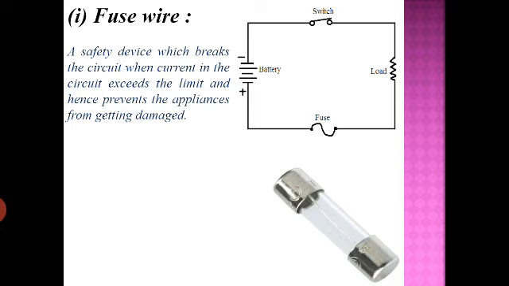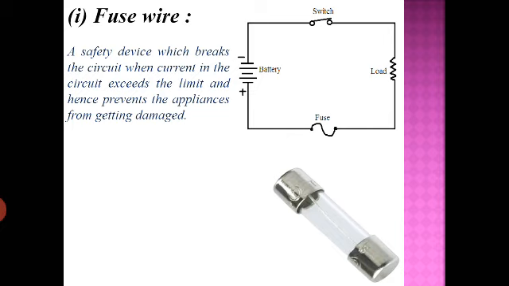For example, if the current requirement by a particular appliance in the circuit is just 1 ampere, and if the current becomes 1.5 ampere in the circuit, or even if it is 1.3 ampere in the circuit, then that will totally damage the electric appliance. So to overcome this problem we need the fuse wire.